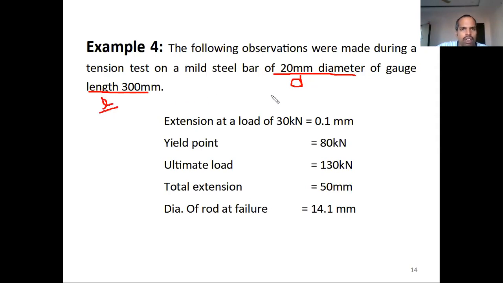The original length. Extension at a load of 30 kilonewtons is this much. If you want to calculate strain at a load of 30 kilonewtons, how much is it? Delta L by L. What is delta L? 0.1 mm. What is the original length? 300. So the strain at 30 kilonewtons is 0.1 by 300. Like that we have to calculate. It is not asked here, but I'm explaining how to use the given data.